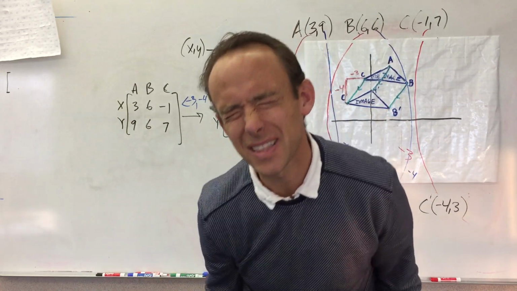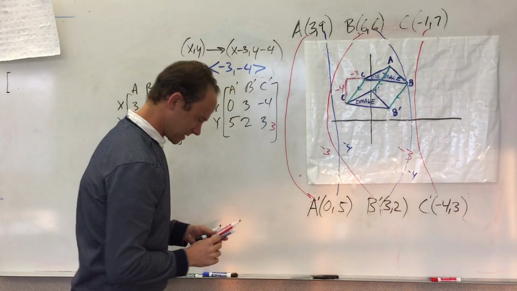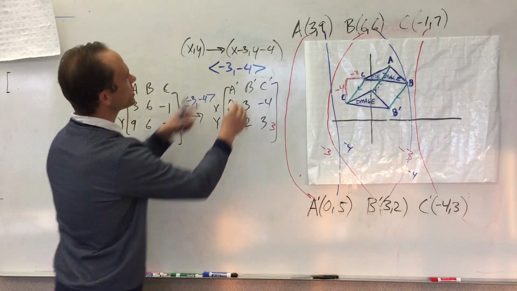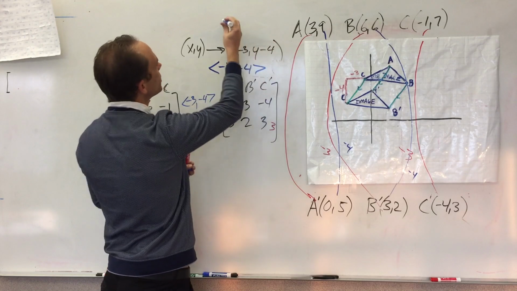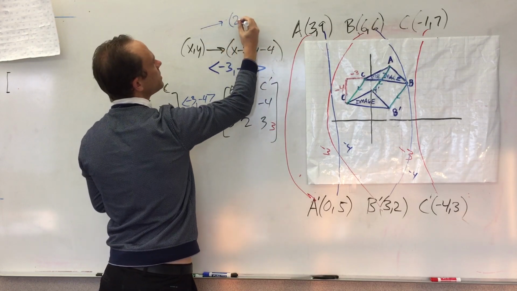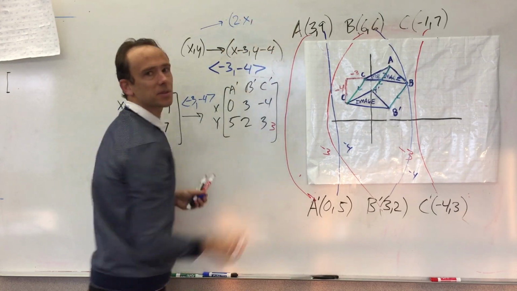Last little thing I gotta say is that a translation is always an adding and subtracting thing. It ain't a multiplying thing. So the rule is always going to be plus or minus some value. A rule for a translation will never be 2 times a value, something like that.